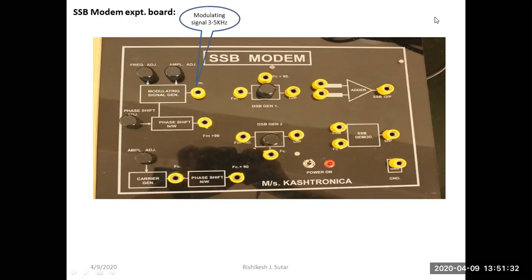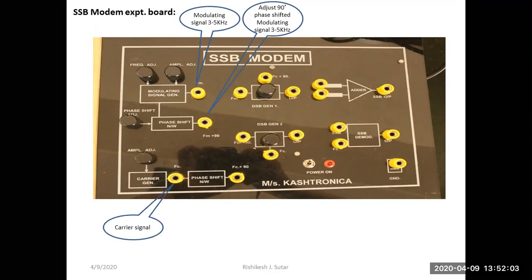First of all, we will adjust the modulating signal to 3 to 5 kilohertz frequency with the help of the frequency adjust potentiometer. Then we'll have 90-degree phase shifted modulating signal at the output of phase shift network. Now we will indicate the modulating signal as FM and 90-degree phase shifted modulating signal by FM plus 90. Then we can have carrier signal at the output of carrier generator section, and we can have 90-degree phase shifted carrier signal. So both carrier signal and 90-degree phase shifted carrier signal will be indicated by FC and FC plus 90.